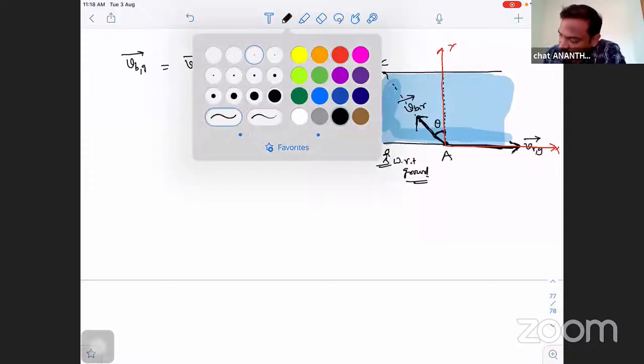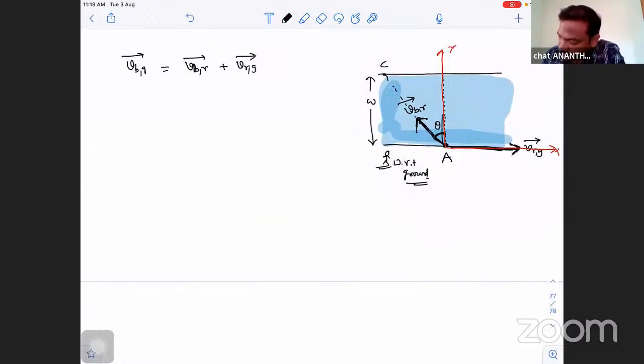Two dimensions I want to make. Now I'm going to make the components of VBR. I'll take this component as VBR cos theta, and the other component is VBR sin theta. One is VBR cos theta, the other one is VBR sin theta.